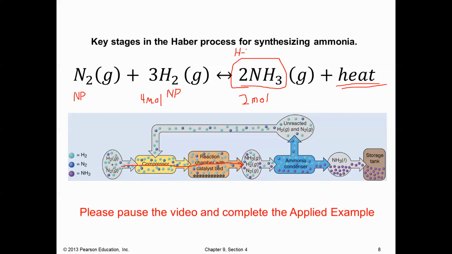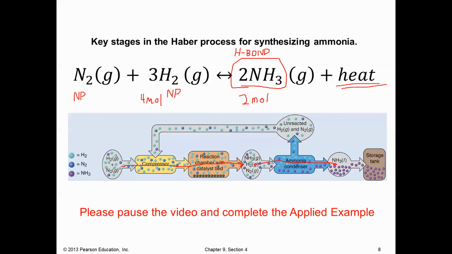Ammonia forms H bonds. And so it's a strong intermolecular force. That means that ammonia liquefies relatively easily. So although it's a gas at room temperature, on a cold winter day, this stuff would actually be able to liquefy due to those strong H bonds. So we're going to pump our mixture of gases into this condenser, which is basically just a really cold chamber. And the ammonia, because of the hydrogen bonds, is going to liquefy.